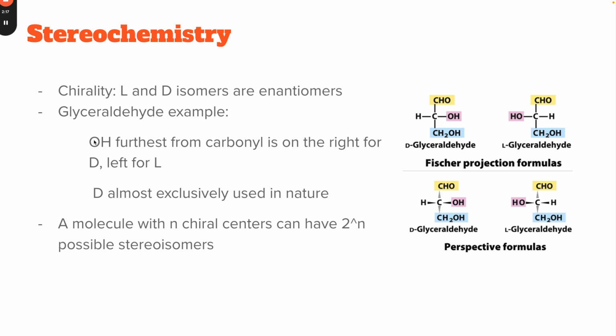One thing to note is there's stereochemistry, so there is chirality. L and D isomers are enantiomers. Glyceraldehyde is an example: the OH furthest from the carbonyl is on the right for D and on the left for L. It's similar to amino acids, and the top figure shows L versus D. D is almost exclusively used in nature, so you don't really deal with the L enantiomer. A molecule with N chiral centers can have 2 to the power of N possible stereoisomers. So that's a review of orgo, but something to remember.